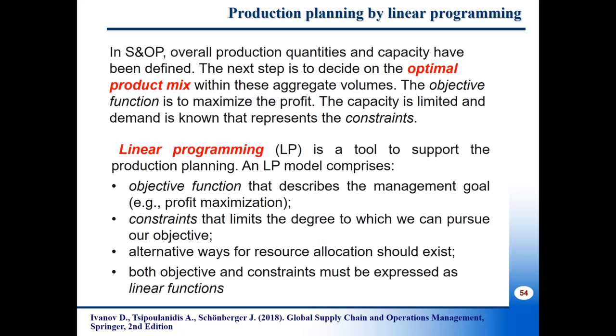In SNOP, or Sales and Operational Planning, overall production quantities and capacity have been defined. In order to produce optimum production planning, a company has to decide on the optimum product mix within these aggregate volumes. The objective is to maximize the profit with regard to capacity limitation and known demand information. As a decision tool, a company can use linear programming, or LP, to support the production planning.